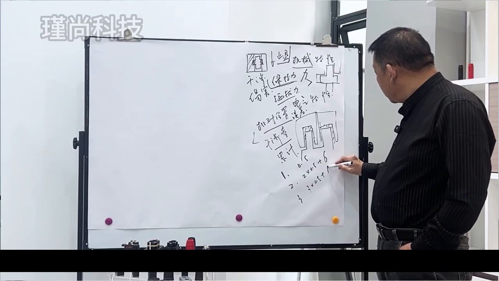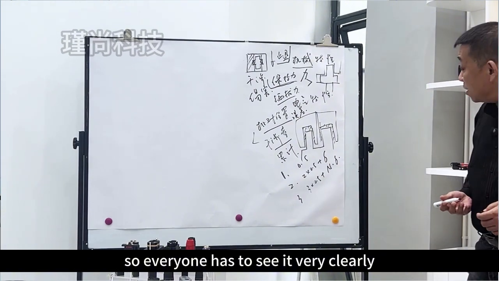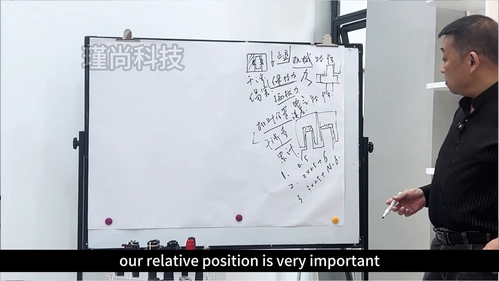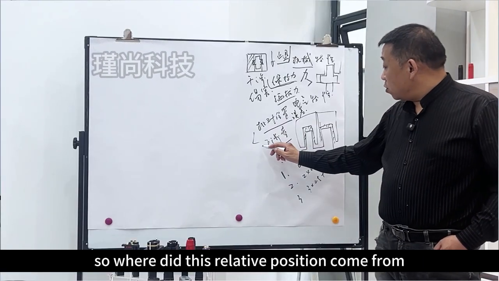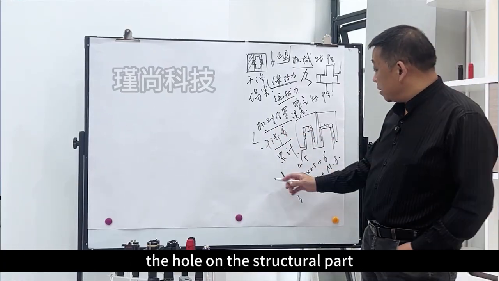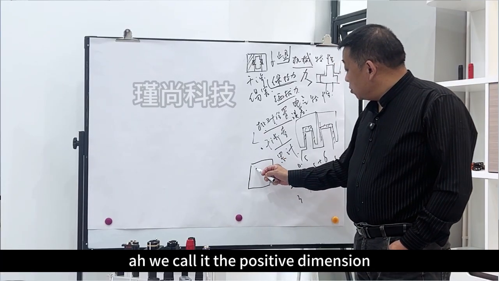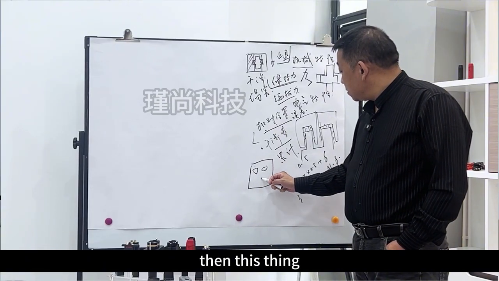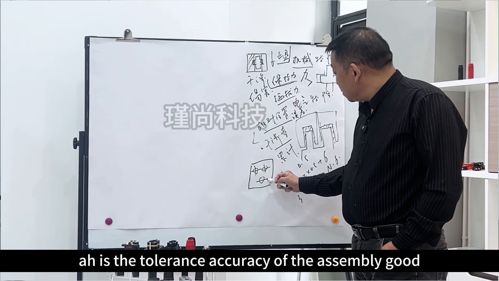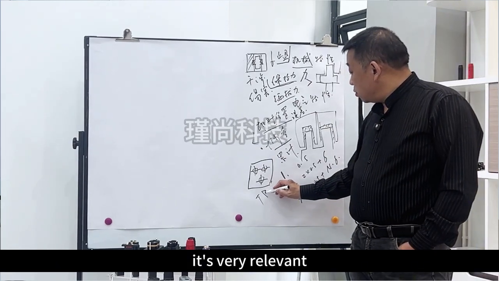In this case, in our continuous manufacturing process, everyone has to see it very clearly. In addition to the interference of each individual piece, our relative position is very important. So where does this relative position come from? It's simply the holes on the structural part, the relative position of each hole. We call it the true position dimension. Is it within our design scope? Is the tolerance accuracy of the assembly good? This is very relevant.